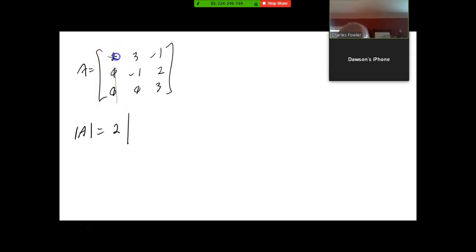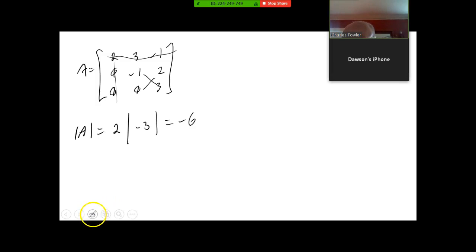When you wipe out that row and that column, the determinant that's left is 2 times negative 3 plus 0. Well, 2 times negative 3 is negative 6. Now that was the old way of doing it.